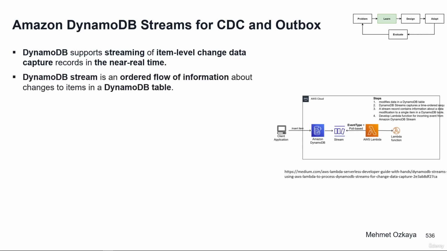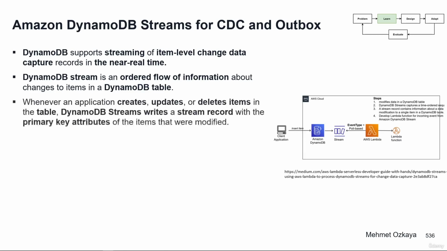A DynamoDB stream is an ordered flow of information about changes to the items in a DynamoDB table. When we enable a stream on a table, DynamoDB captures information about every modification to data items in the table. Whenever an application creates, updates or deletes an item in the table, DynamoDB streams writes a stream record with the primary key attributes of the items that were modified.